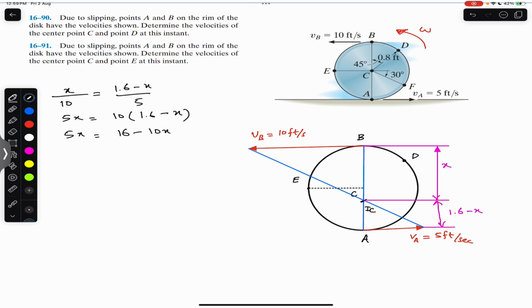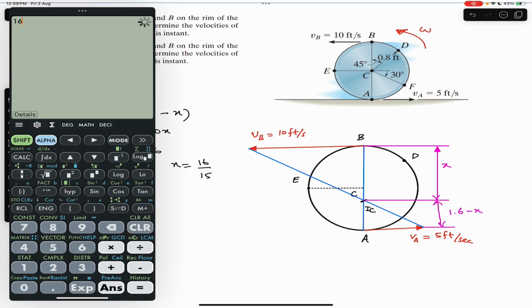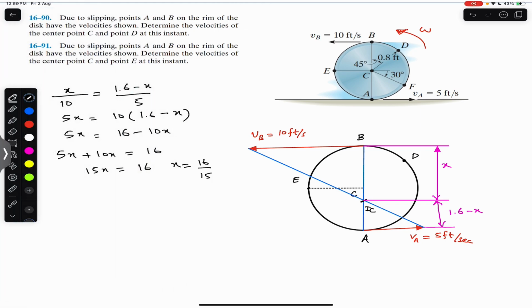And if I bring this 10x to the other side, we will have 5x plus 10x equals 16, and 15x is equal to 16. We can say that x is equal to 16 divided by 15, which gives us 1.0667. So x is equal to 1.0667 feet, since this diameter is in feet, so this will be in feet as well.